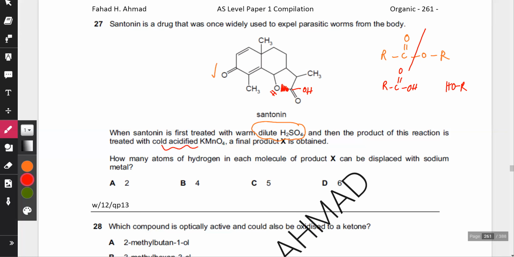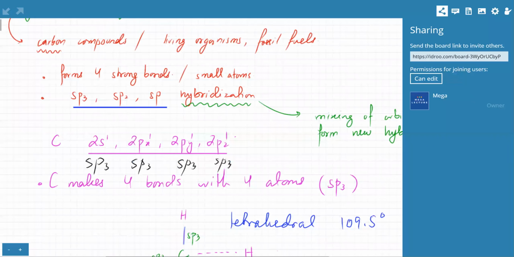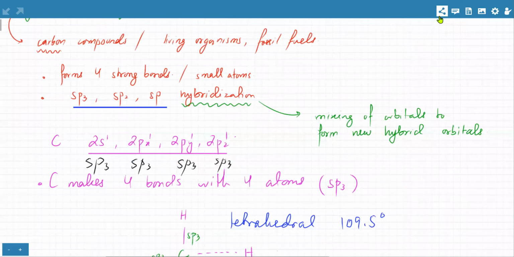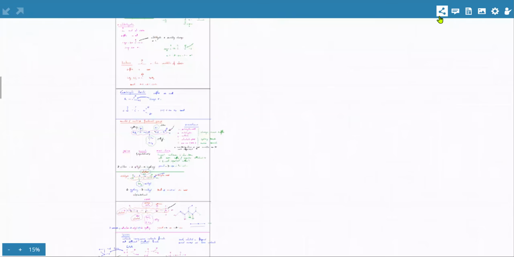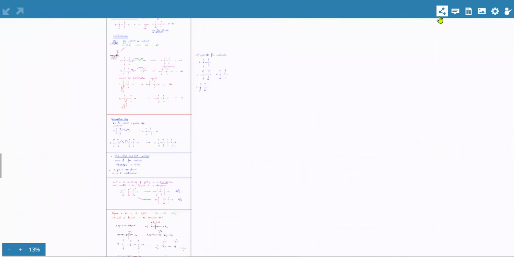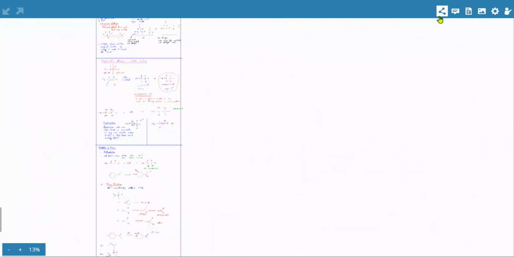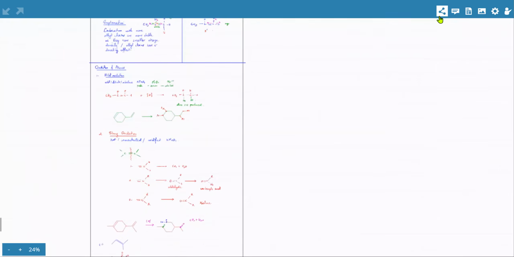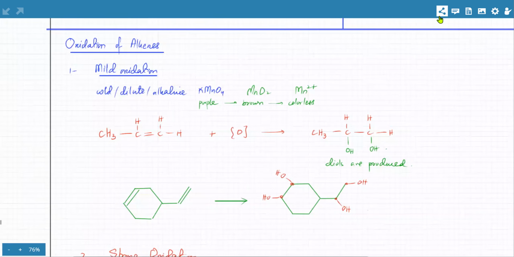Now, cold KMnO4 was used to oxidize alkenes. We did oxidation of alkenes. So far we've done very few questions on alkenes. Very few questions have come on alkenes. Everything is kind of revolving around alcohols and aldehydes and ketones. So this part over here is strong oxidation, this is mild oxidation.